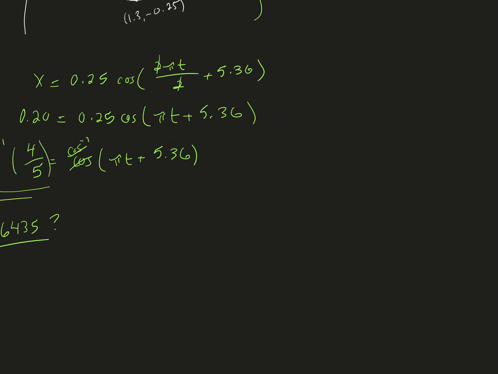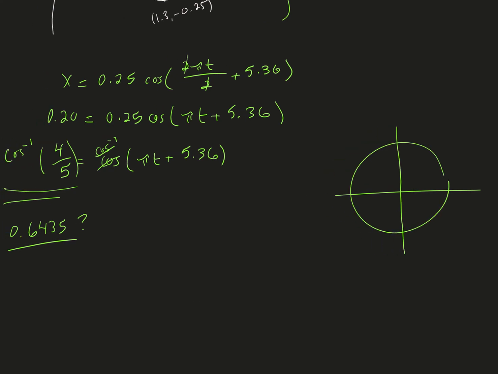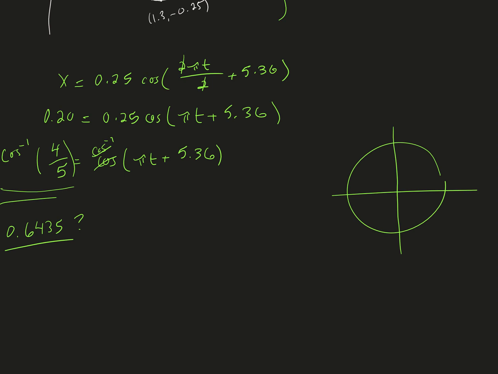So let's go back to our unit circle. Let's try one more time there. That's a little bit better. So the 0.6435 would represent the positive angle up here, where cosine is 4/5, right? But I know that it could also happen then at negative 0.6435 down here as well.